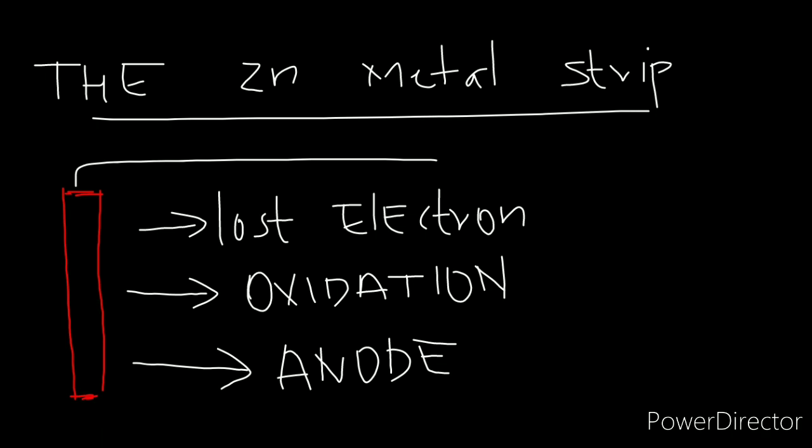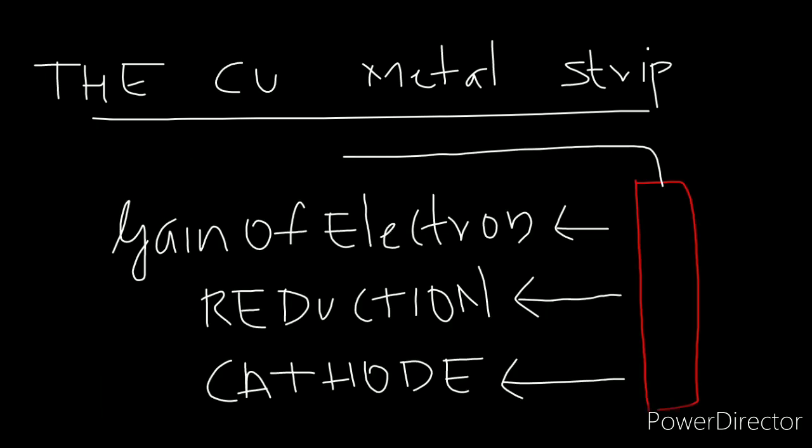Where oxidation takes place, it will be the anode. And the other electrode gained electrons. That is, copper gained electrons donated from the zinc electrode. So gain of electrons indicates reduction. So here reduction happened and this electrode will be the cathode. Cathode is where reduction happens.